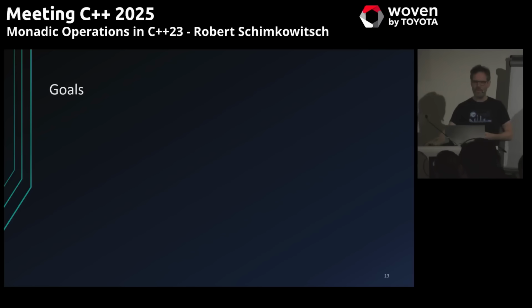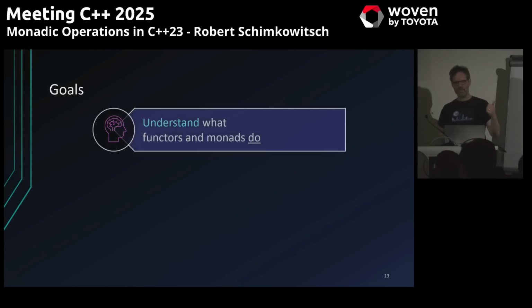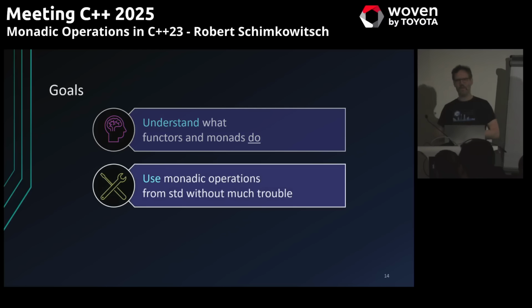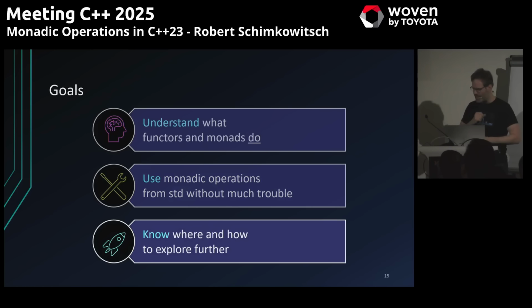I've set myself 3 goals for this talk. First, I'd like you to understand what functors and monads do, what they do, not what they are. This is a talk about practical usage, not so much about theory. Second, I want to show you the monadic operations that come with the standard library in C++23, and after this talk, you should have no big trouble using them. And finally, if you find the topic interesting and worthy of further investigation, I will give you enough leads and references to do that.